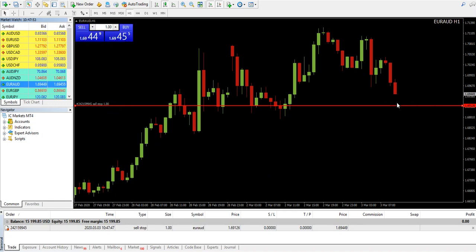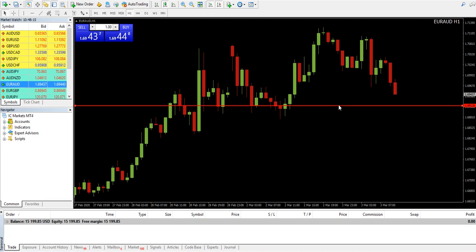Meaning, if this candle or another candle came and touched this price, then the broker will execute a trade for you, and the trade is a sell trade, meaning you will only benefit from the trade if the market goes down. Are we there? Let's close that.